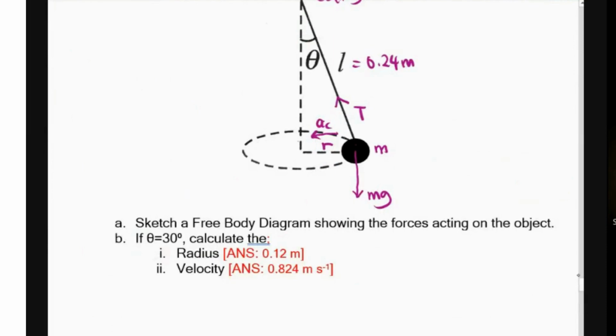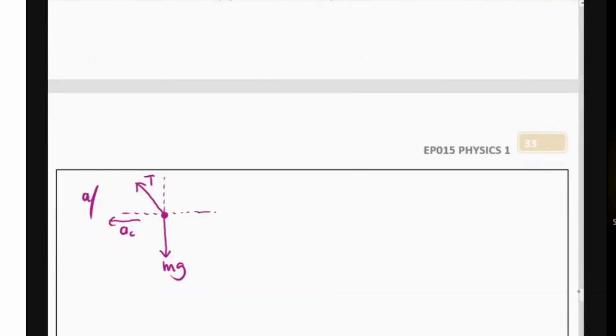The ball, just draw as a point mass, and draw the weight and the tension. Then draw the axes with dotted lines, and don't forget to label the AC towards the center. And there's an angle theta. Theta is from the y-axis to the tension. This is the y-axis and this is the tension, so this is theta. This is the one mark for the free body diagram.